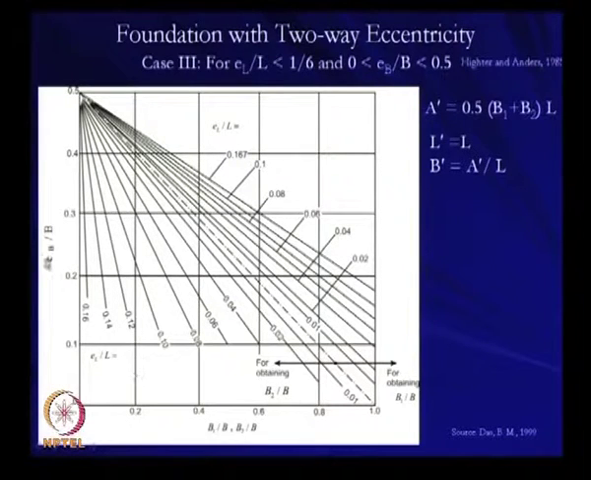Here we know the e_B/B value and the corresponding e_L/L value. Suppose this is 0.8, and corresponding to this value we will get B1/B and B2/B. As we know the B value, we can calculate B1 and B2.